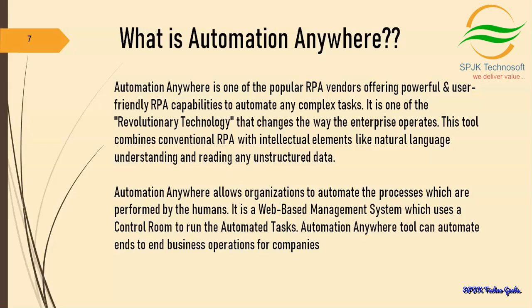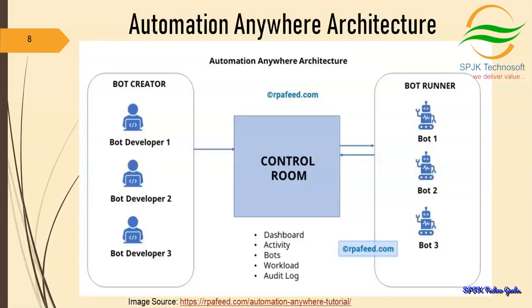Automation Anywhere allows organizations to automate the processes which are performed by humans. It is a web-based management system which uses a control room to run the automated tasks. Automation Anywhere generally consists of two main components, which we see in the Automation Anywhere architecture. The architecture, as you can see, consists of the main web CR.